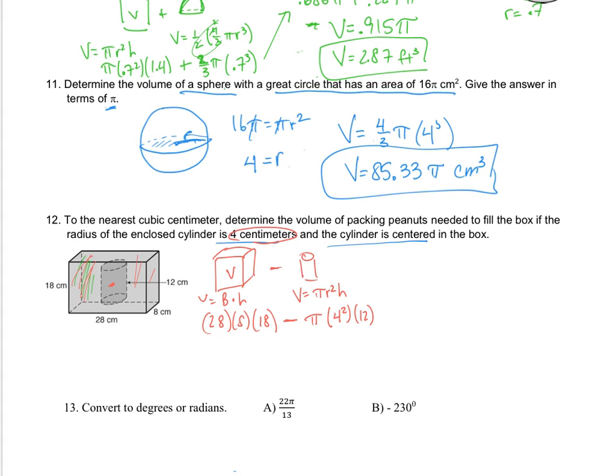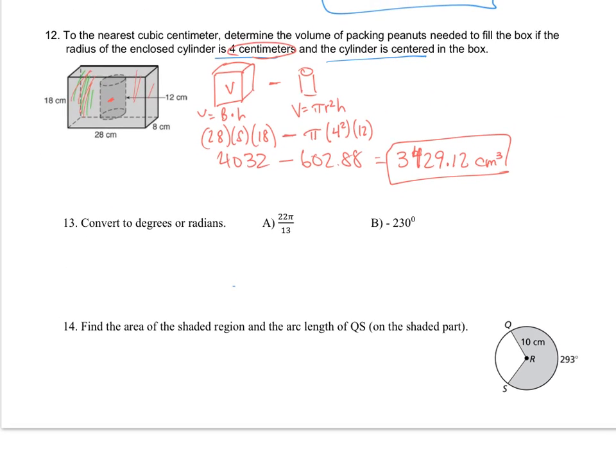So let's work this out. 28 times 8 times the 18 will yield 4032 minus 4 squared times 12, and I'm going to multiply the pi through this time, 602.88. So 4032 minus the 602.88 gives us a result of 3429.12 cubic centimeters. All right, almost there. A couple more problems.